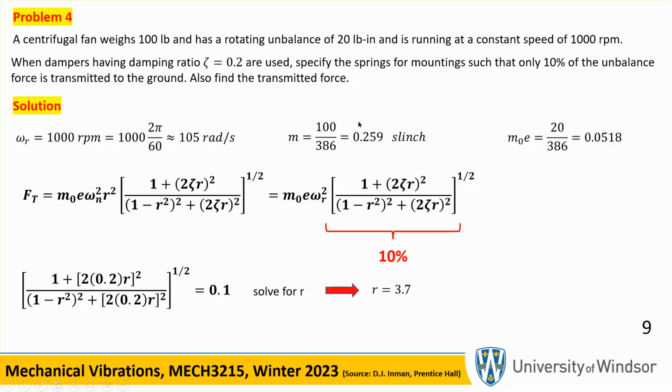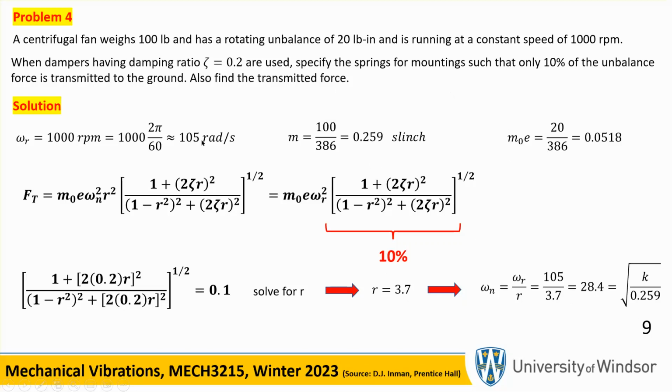Once we find the r, we can go and find the spring constant, because omega n is omega r over r. Remember, r is omega r over omega n. I mean, you can write omega n equal to omega r over r. We know this number, 105, right there. We know the r, we just calculated it, 3.7. Square root of k over m. We know m, we just did it.